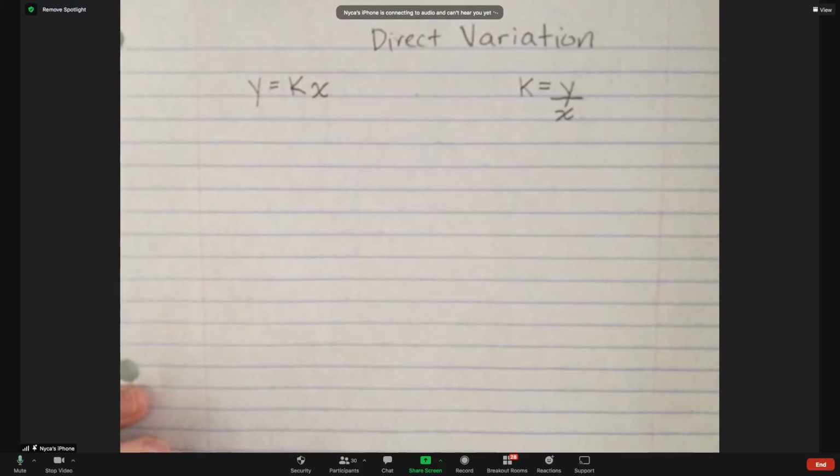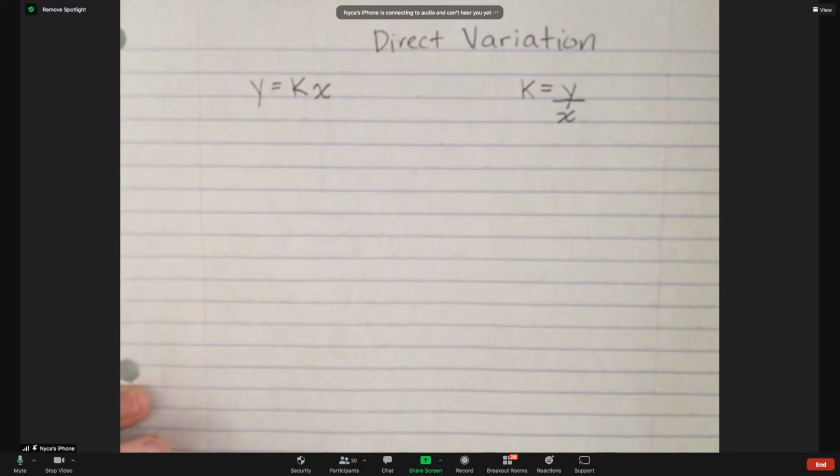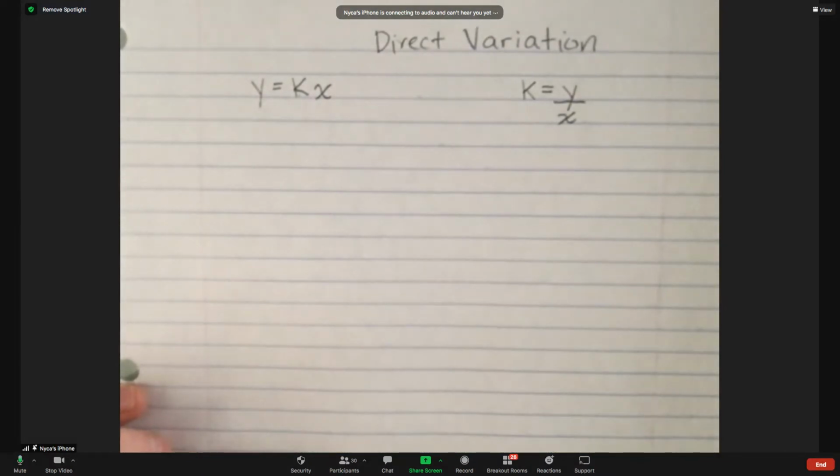So for direct variation, what we're doing is we are looking at y equals kx. And with y equals kx, the constant is k. And if you think about it, k is kind of in that position where that m was for slope. So y equals mx plus b.